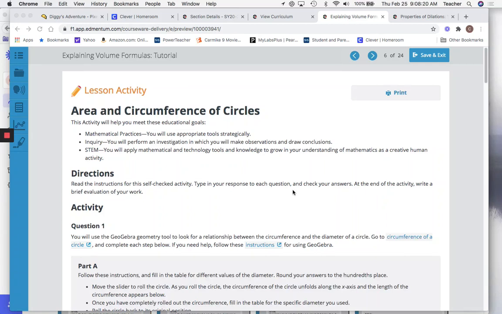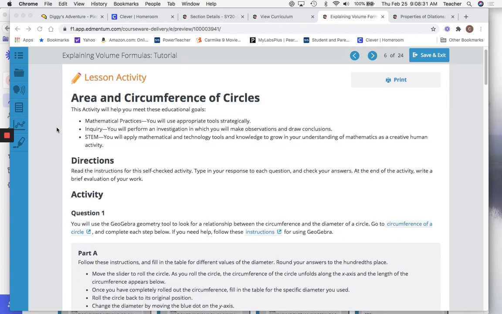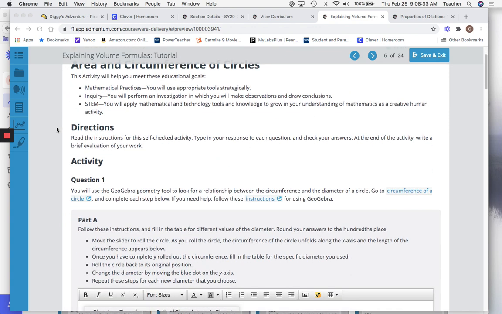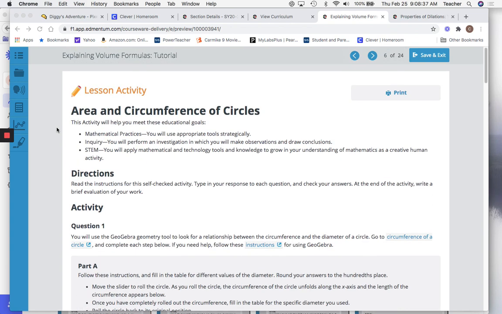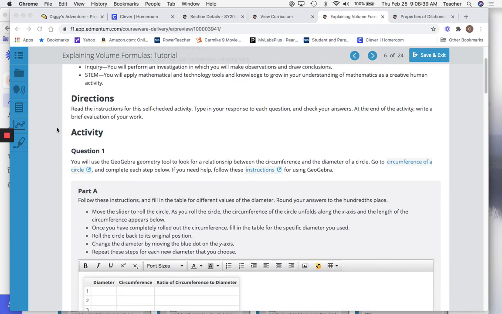All right, you guys, Unit 5. This is all volume. Apparently slide 6 is area and circumference of circles. So this is something you've done since middle school. But of course, high school is a little bit different. So let's get into it and see what they're asking us to do.